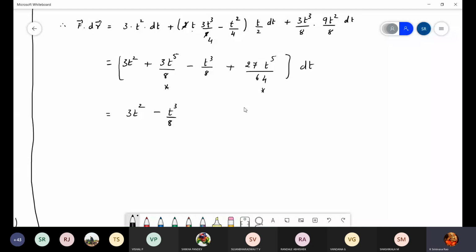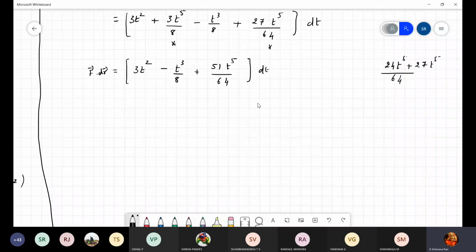I can take the LCM. 64 is the LCM for 8 and 64. 8 8s are 64, 8 3s are 24. 24 t power 5 plus 27 t power 5 gives 51 t power 5 by 64. This is multiplied by dt. This is F dot dr. Just integrate and substitute the limit. That gives the total work done.